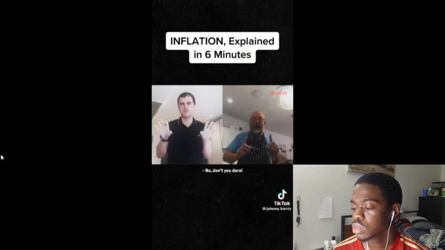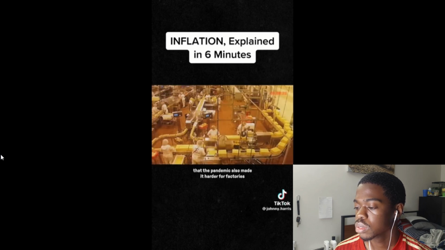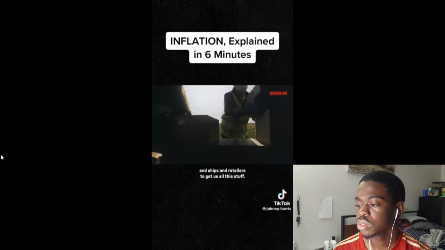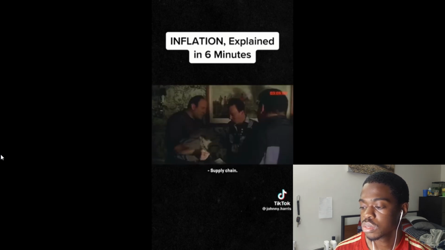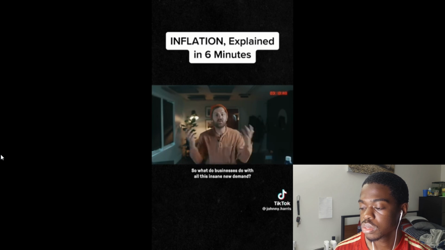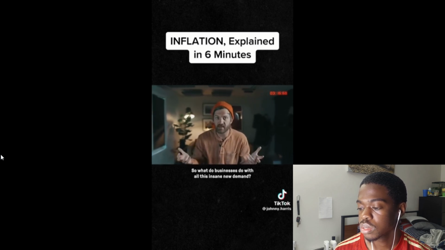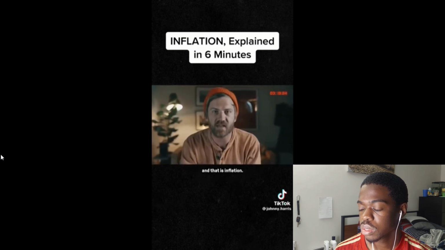But pair all this new spending with the fact that the pandemic also made it harder for factories and ships and retailers to get us all this stuff. Supply chain issue. Global supply chain. So now you have an economy where people have way more money than normal and they're ready to spend it, but the economy can't get them stuff fast enough. So what do businesses do with all this insane new demand? They raise prices all at the same time, and that is inflation.